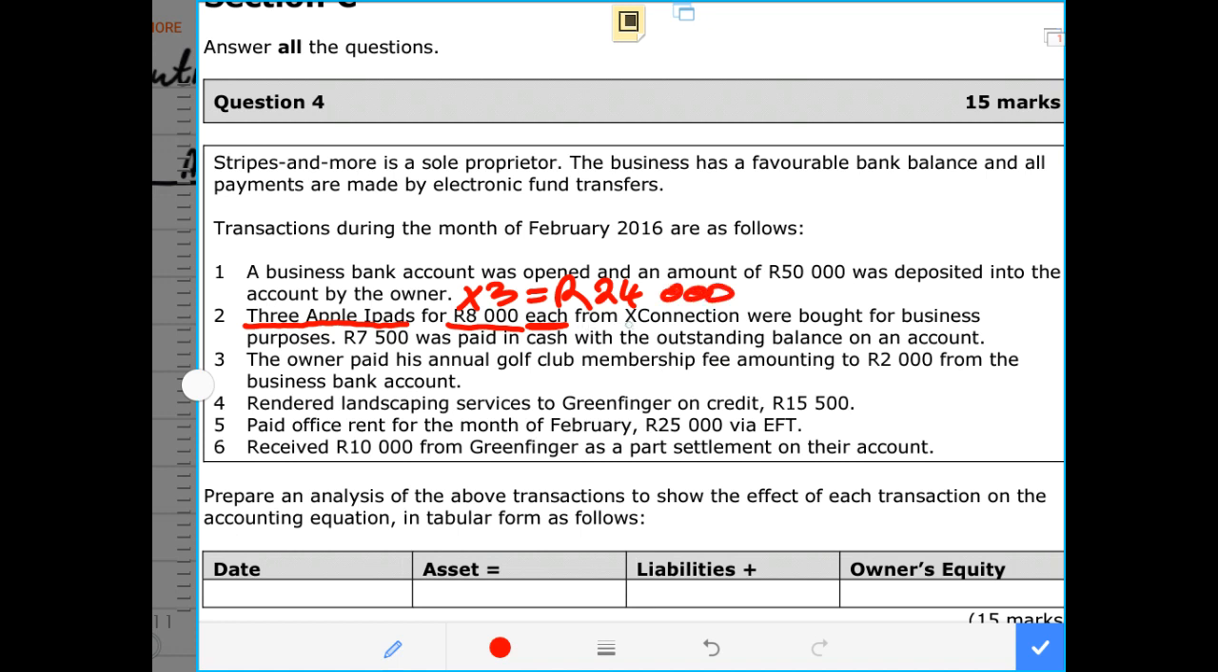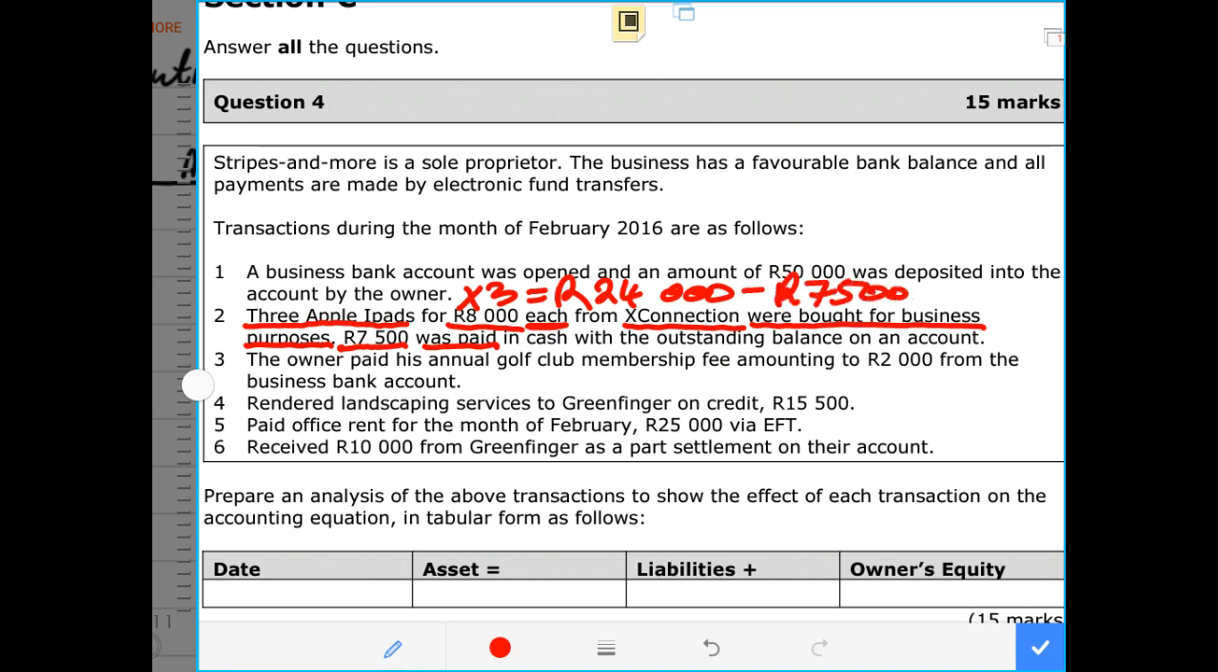And they were bought from X Connection, and it says that they were bought for business purposes. So all these were bought for the purpose of the business. Therefore, they will be recorded as assets to the business, because we bought them to use them in the business. And it further says that 7,500 was paid. So out of the total of 24,000, only 7,500 was paid.